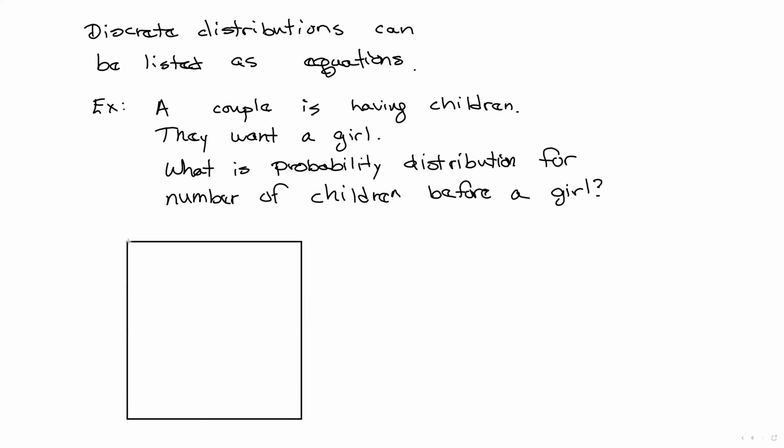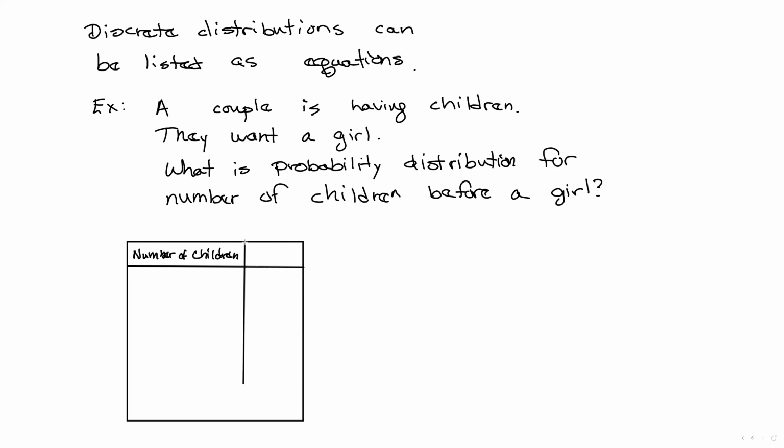So we can use a table to list the possible outcomes. This is where things are going to get a little weird. There are actually infinite outcomes to this. It's possible, not likely, but it's possible to keep having children forever and never have a girl. That's possible. It's not very likely. So over here, we're going to have number of children. And then we'll have the probability.